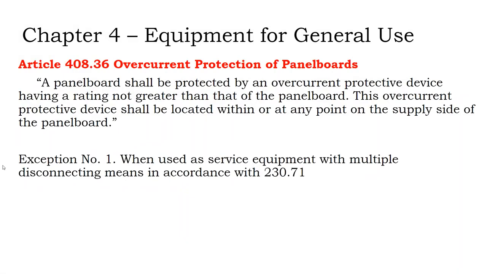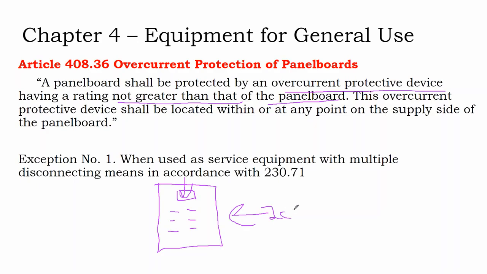Overcurrent protection of panel boards. So what does that mean? Well, we have a service panel, and it has its breaker slots on it, and then we have our main breaker. That's our overcurrent protection for our panel board. It says the panel board shall be protected by overcurrent protection having a rating that's no greater than that of the panel board. Okay, well that makes sense. If it's a 200 amp service panel, we can't, as its main breaker, have that be 240 amps. Otherwise, it's not going to be compliant.